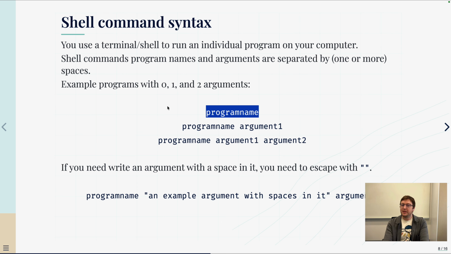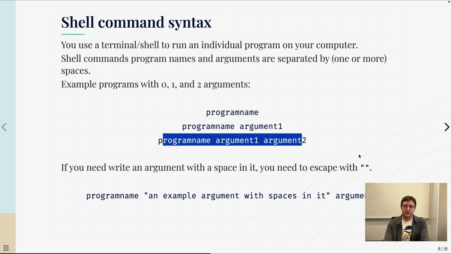So if you had a program that didn't have any arguments, you just type in the name of the program, hit enter, and it will run. Or if there's one argument, you type the name of the program, at least one space, the argument, enter, and two and onwards.